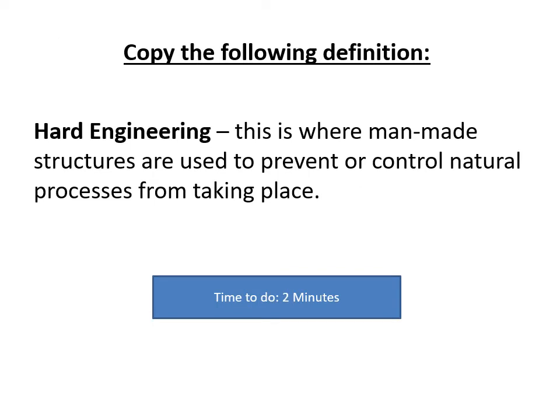Okay, so a definition of hard engineering. This is where man-made structures are used to prevent or control natural processes from taking place. This is the equivalent of Gandalf standing on the bridge saying to the Balrog, "You shall not pass." This is about stopping what's happening from happening. Jot that down and pause the video now.